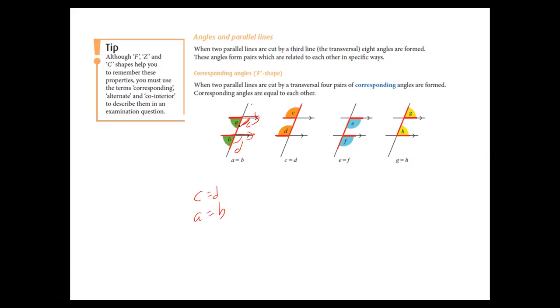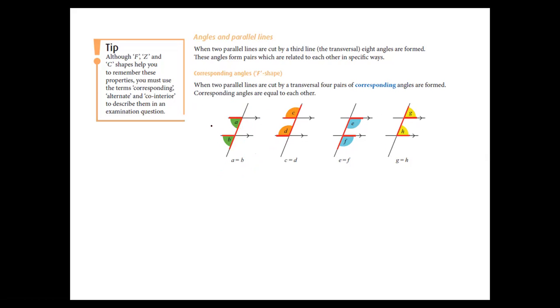Check your dictionaries. What does it mean, corresponding? For example, this side and this side are equal. So x and y, x is equal to y. And also this side and this side are t and s. S is equal to t. So the name of these shapes is corresponding angles. Also this one, C, E, and E, F, G, H.